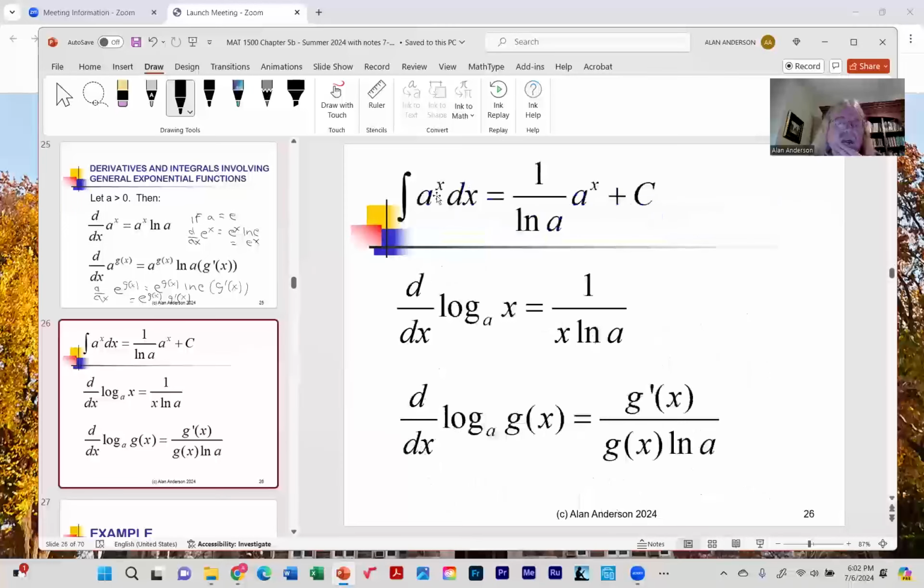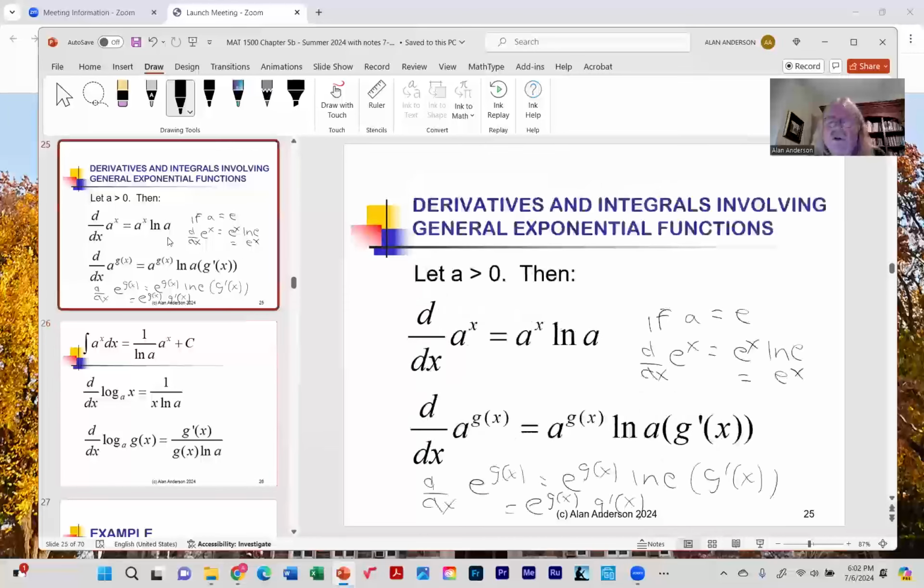And so similarly, we have the integral of a to the x is 1 over log a times a to the x plus c. The derivative of log of other base than e is 1 over x log a. And then finally, the derivative of log base a of g of x is g prime of x over g of x times log a. Now, you might want to think about copying these onto a list somewhere. So when you're doing the assignments, you've got them all together in one convenient location. Either that, or just make a note to yourself that all of these are found here.